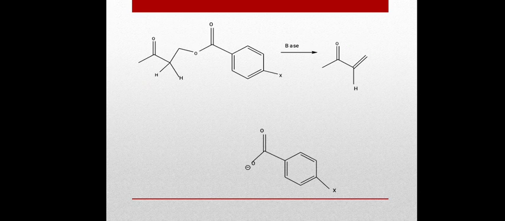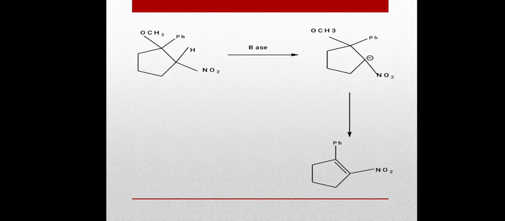Let us take another example. See here, you have the base attacking this hydrogen atom. So what happens, there is a break of bond. So you have two molecules to be formed. One is CH3 C double bond O, CH CH2, and another one is X with a benzene ring and CO double bond O.